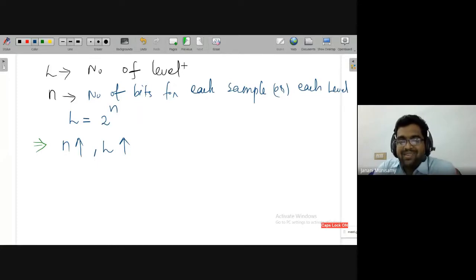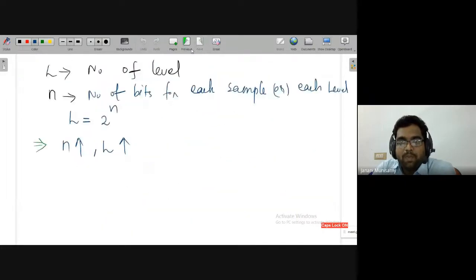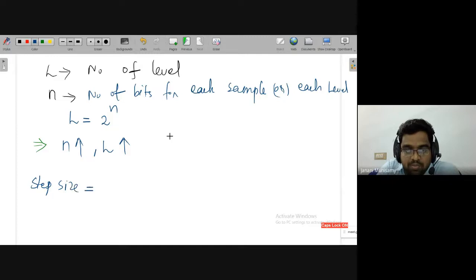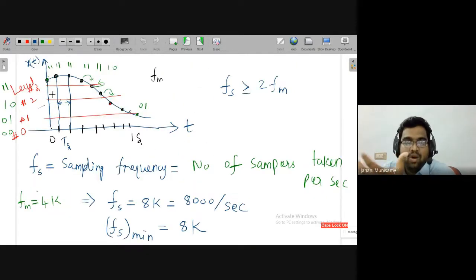Now we'll define quantization noise. In the process of quantization, before that, we'll define one more parameter, step size. Step size means what is the difference between the levels. Say I have assigned 4 levels, then what is the difference between each level? That is the step size. Difference in the levels is called step size.